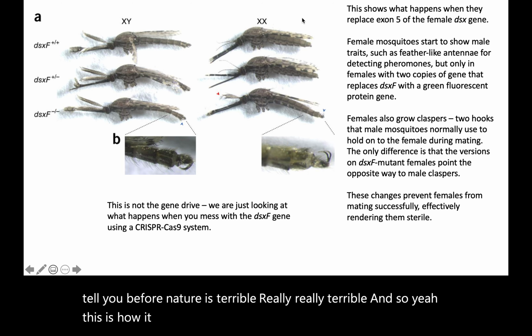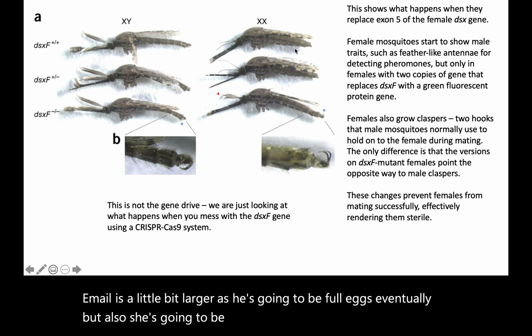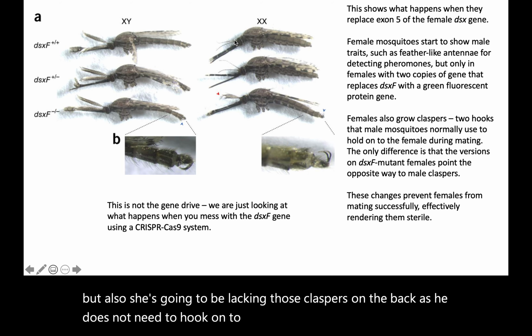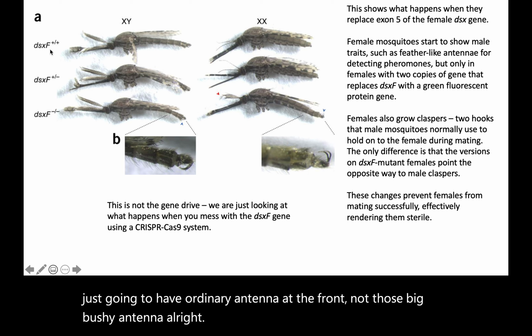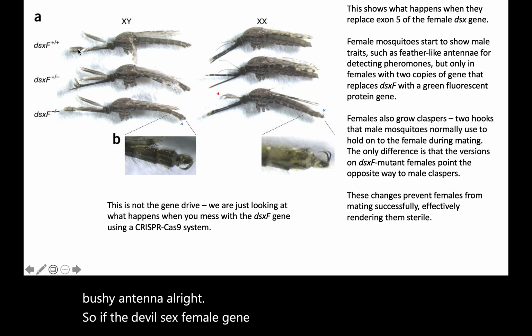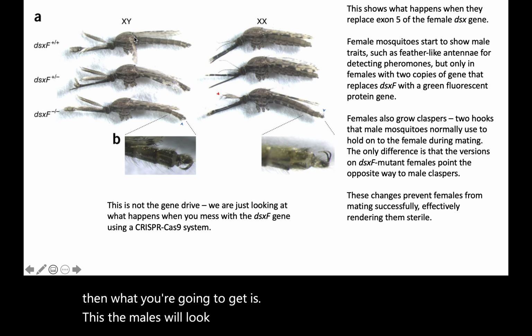And so you can see the female is a little bit larger because she's going to be full of eggs eventually. But also she's going to be lacking those claspers on the back because she does not need to hook onto anything or anybody. And the female's just going to have ordinary antenna at the front, not those big bushy antenna. All right. So if the double-sex female gene is intact in the males or females, then what you're going to get is this. The males will look male if they have an X and a Y, and the females will look female if they have an X and an X.